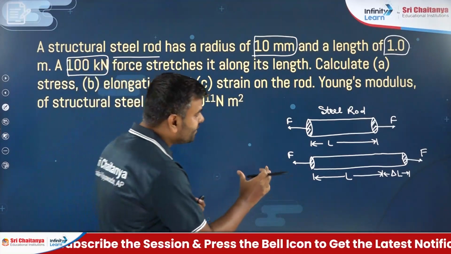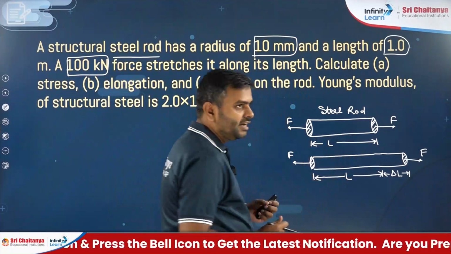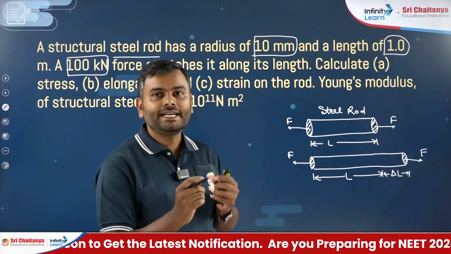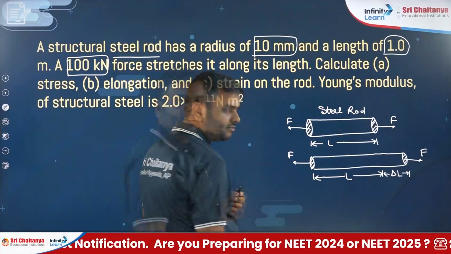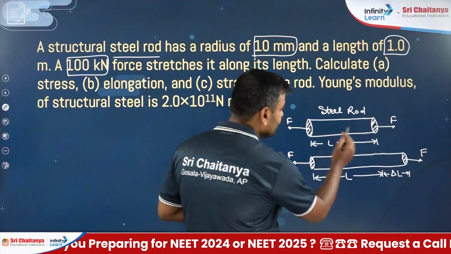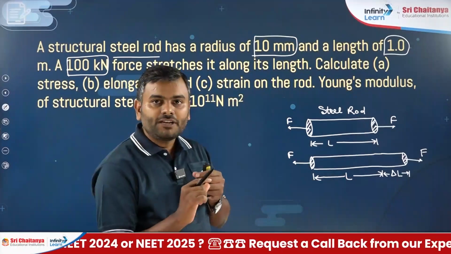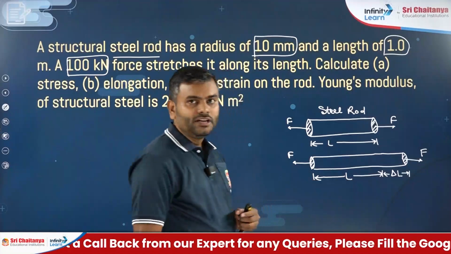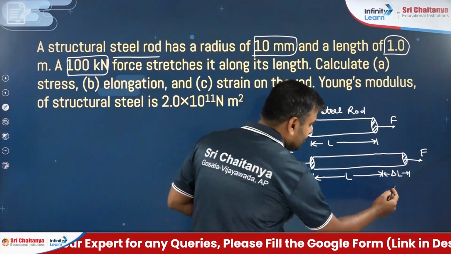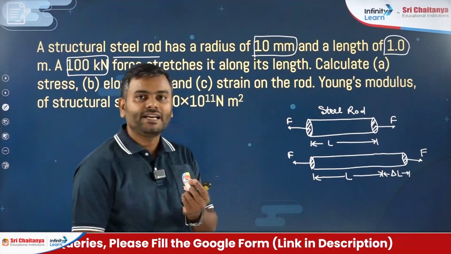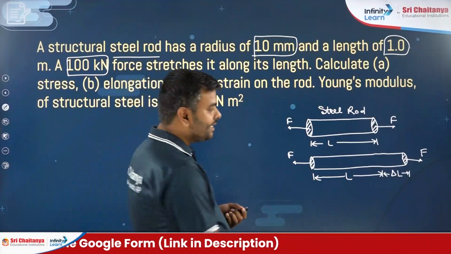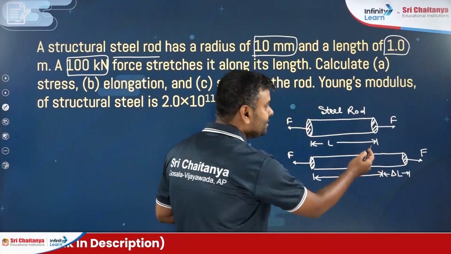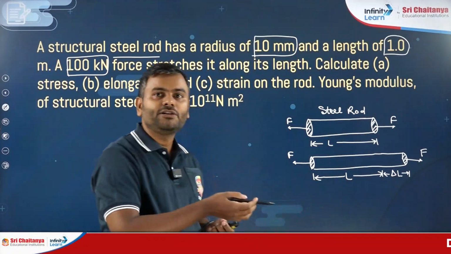You can see in this figure that we have a steel rod, and on that steel rod we have applied an external force on its cross section. Because of the application of this external force, the length of the rod has increased, so there will be an elongation in the rod. The amount of elongation we have taken as delta L.